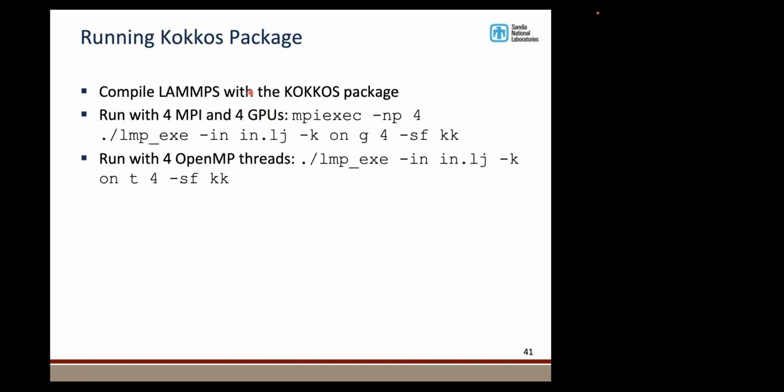Okay, so how to use Kokkos. With Kokkos, you have to install the Kokkos package, as we talked about before. There's no third-party library that you have to build separately. It just gets compiled in automatically. You run like before. You set the suffix command -sf kk, and then you also have to add this -k on and then g 4. So this -k on just says turn on Kokkos and then use 4 GPUs. This could be t 4 for 4 threads, like here. And all this is documented in the LAMMPS documentation.